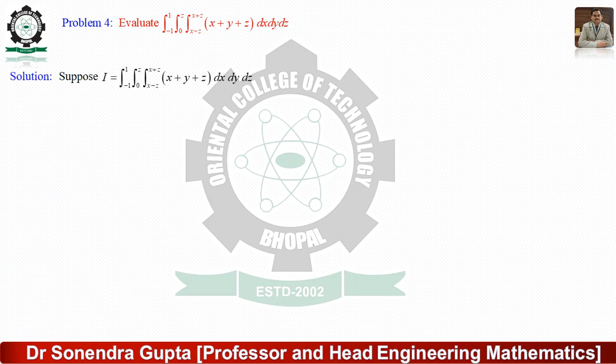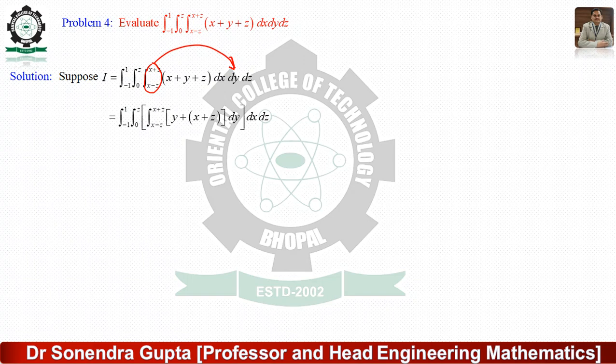Now first question is I equal to the integral from minus 1 to plus 1, 0 to z, x minus z to x plus z, of x plus y plus z dx dy dz. As we know that if the limit is in terms of the variables x and z, that means this is the limit of y. Next, 0 to z, it means that this limit is shown after the x plus z, that means we first integrate with respect to y.